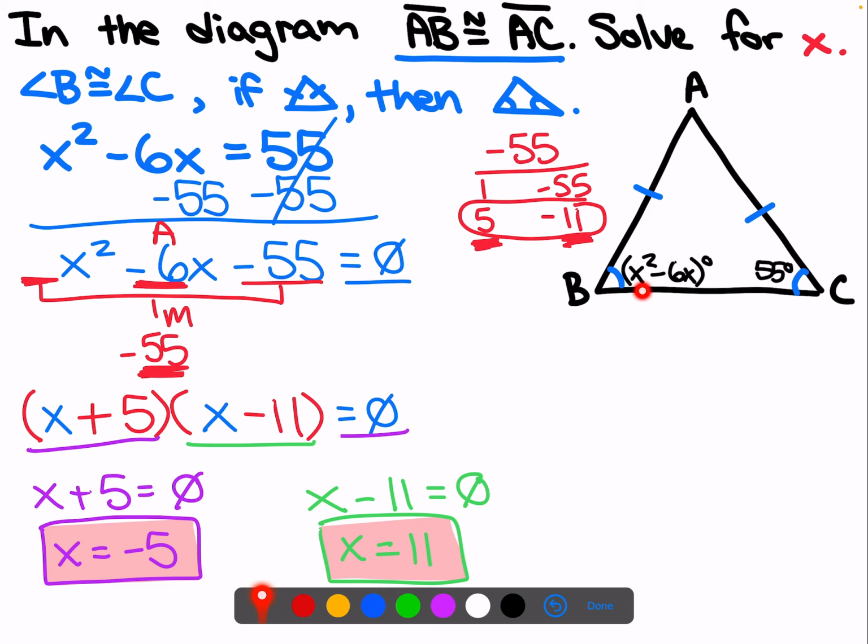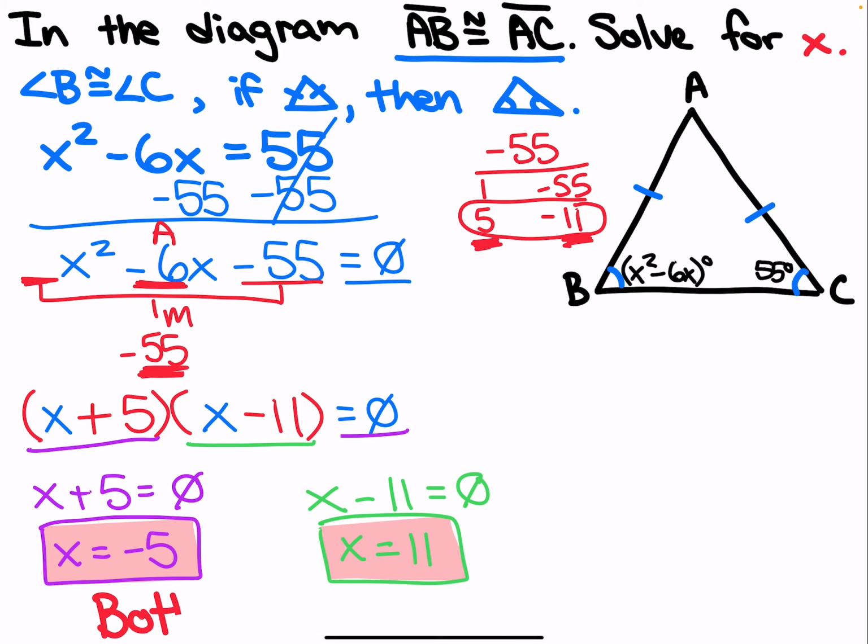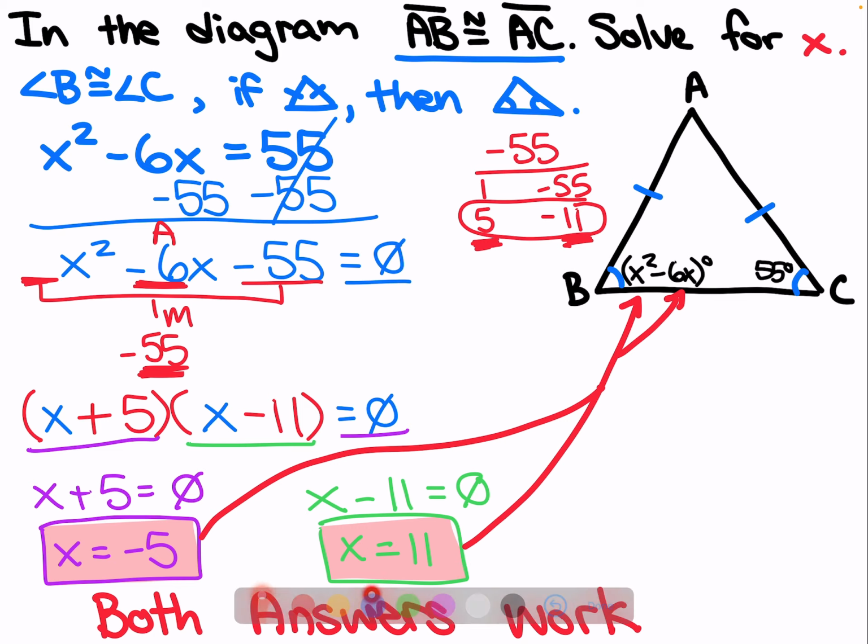Negative 5 squared is 25. Negative 6 times negative 5 is positive 30. 25 plus 30 is 55. Negative 5 works. Plugging in 11, I'd have 121 minus 66. Well, 121 minus 66 is 55, so both answers work. We did it correctly, and we can see that this is still isosceles.